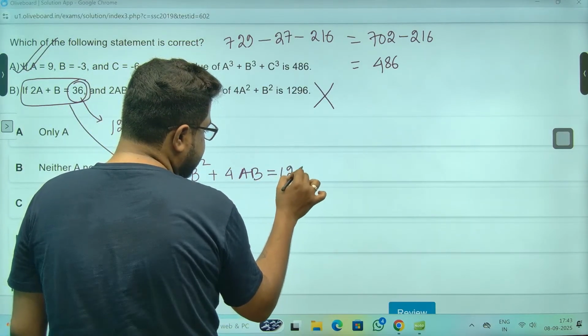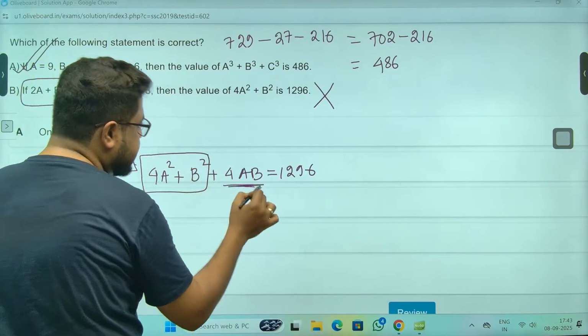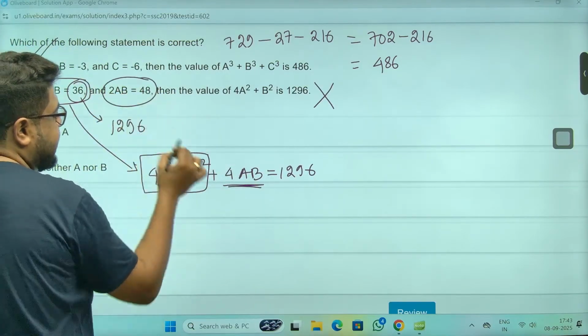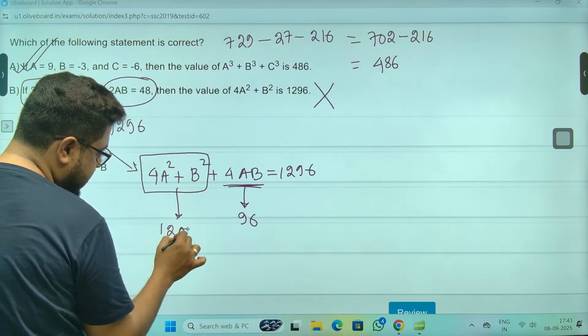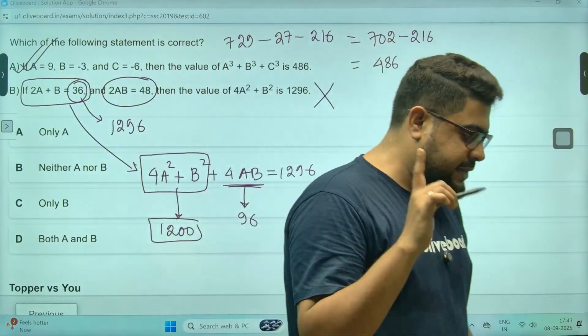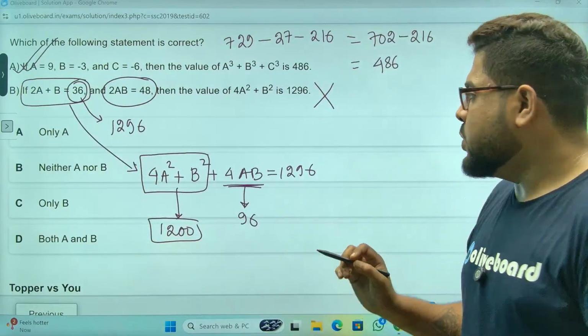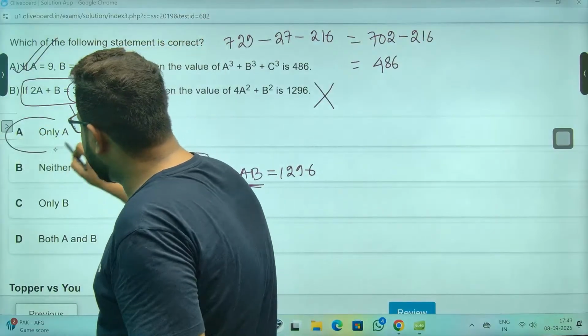That is 1296. So how can this be 1296? Because we know 2ab is 48, so this will be 96. So this is going to be 1200, sir. This cannot be 1296, so this is wrong. This itself is definitely wrong. So this is not right. So only option A is the answer.